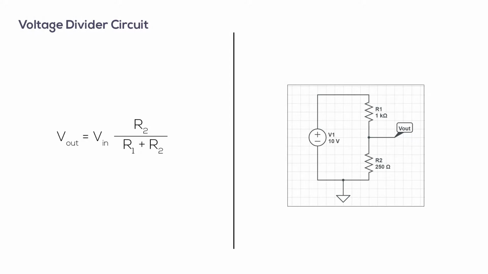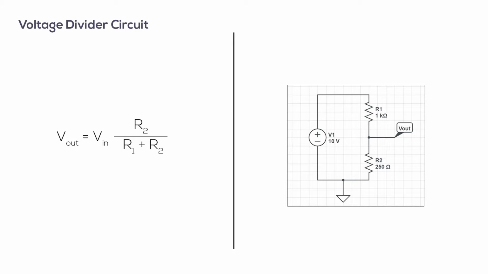To get started with LTspice, in this video we shall build a voltage divider circuit in which the output voltage is the fraction of an input voltage. Here is the basic circuit including the voltage source and two resistors R1 and R2, and the formula is given by Vout equals Vin times R2 divided by R1 plus R2.